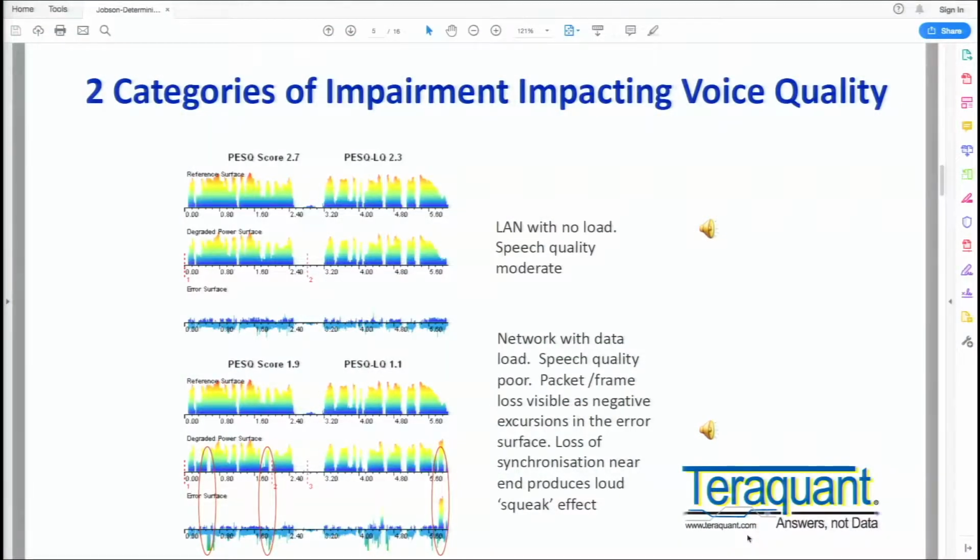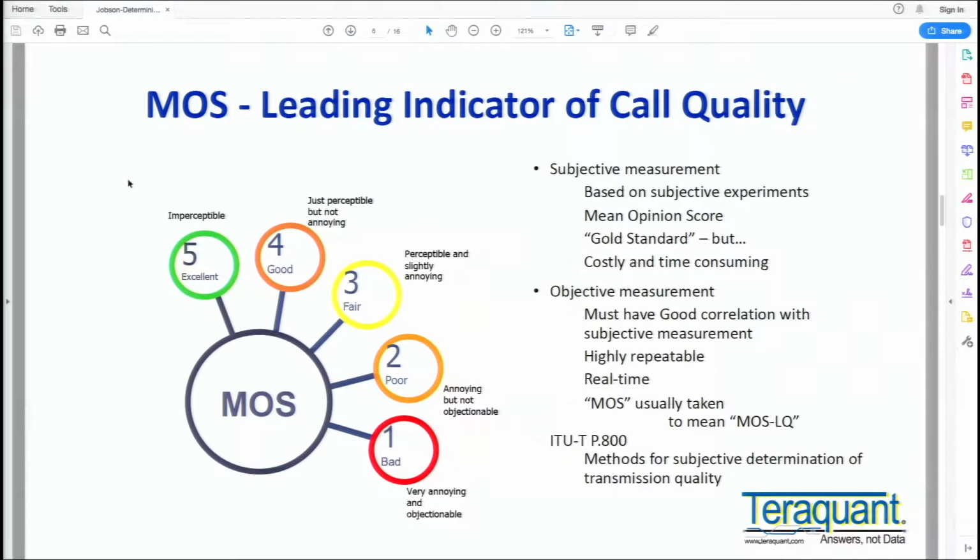So here we can see the packet loss. So here we're seeing the errored surface. This is what we play into the network. This is what we get out, what we call the degraded file. Here you can see discrete losses of energy. And here, actually, you see energy introduced erroneously into the system. So this is using a technique known as POLQA. So POLQA, we'll come back to POLQA in a minute.